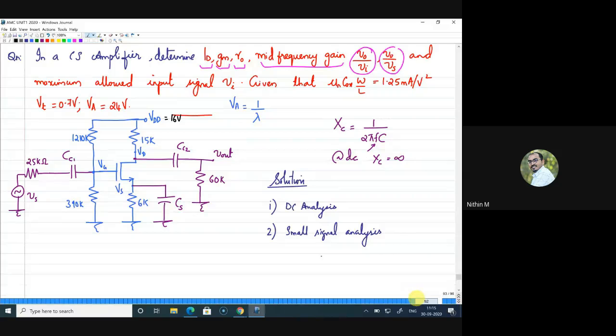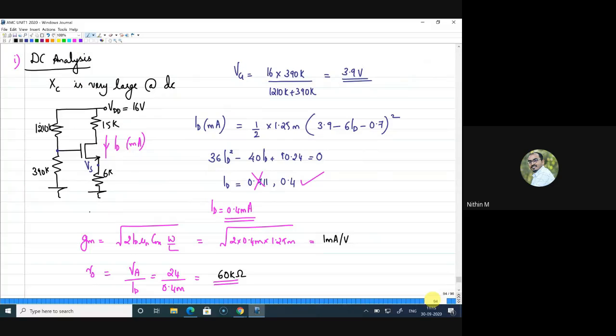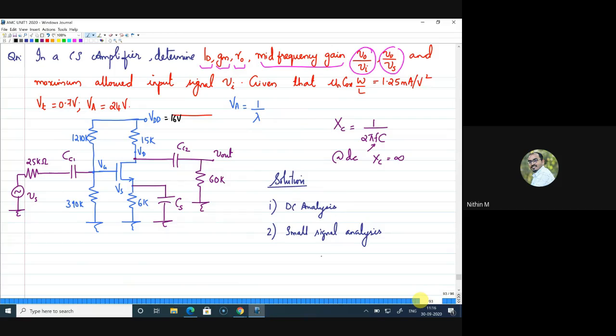Now, if you look at the rest of the question, you are also asked to calculate the mid-frequency gain and the maximum allowed input signal to this particular amplifier. I hope you remember when we started, we took only the DC part, that is only the biasing, and we arrived at the gm and ro values. We did this because the capacitive reactance is very large at DC. That means there is no DC current flowing towards the input or the output side. Since the capacitors act as open circuit, we consider only this part for the analysis, which is given in blue.